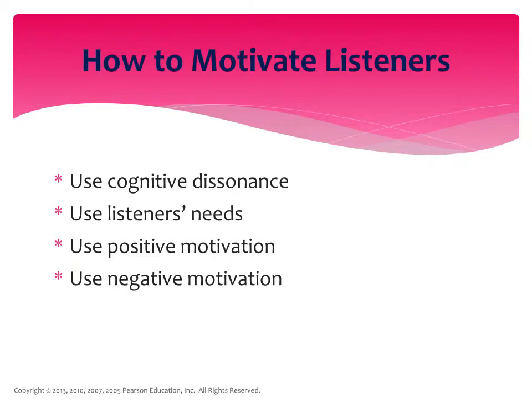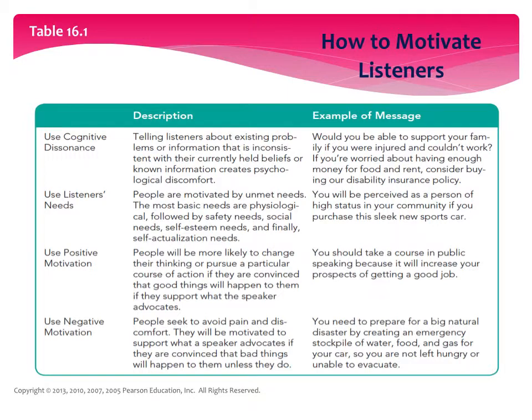Now let's look at how to motivate listeners. First of all, we want to use cognitive dissonance. Cognitive meaning of the mind or thoughts, and dissonance is the lack of harmony or agreement. You can use listeners' needs, use positive motivation, or use negative motivation. Here from table 16.1, you see the descriptions of cognitive dissonance and an example, and listeners' needs, safety needs, social needs. Positive motivation, how you will convince them that good things will happen if this occurs.